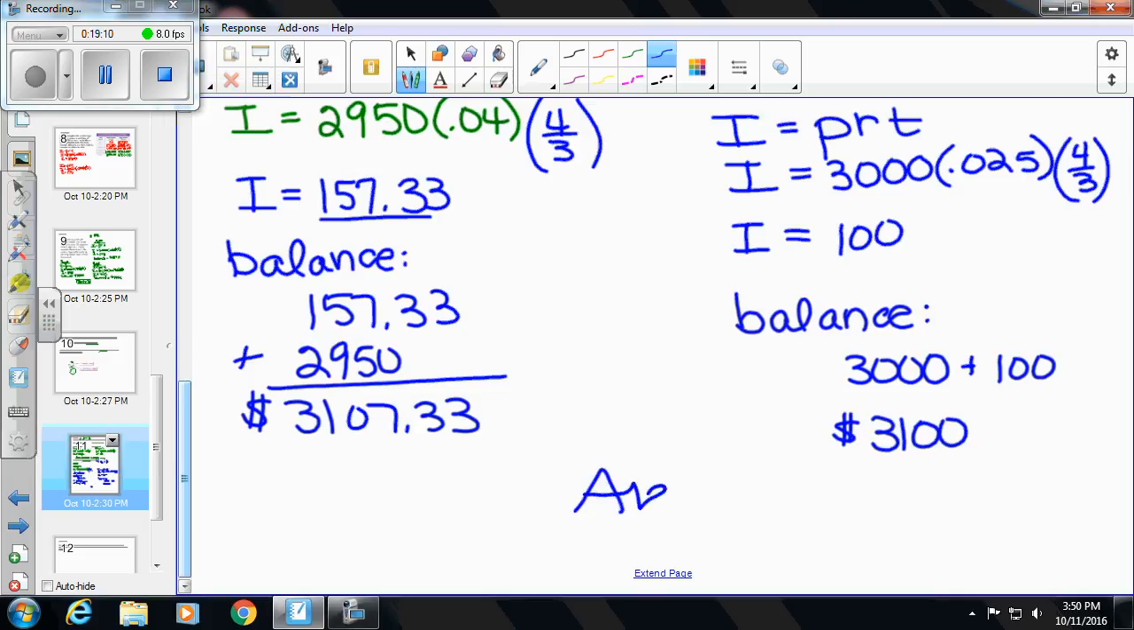So who has the higher balance? Alex. Which goes to show that having a higher interest rate, even though you started with less money, is going to pay you more over time.